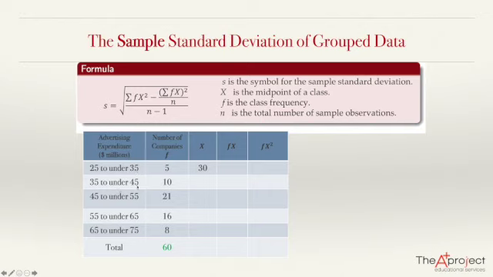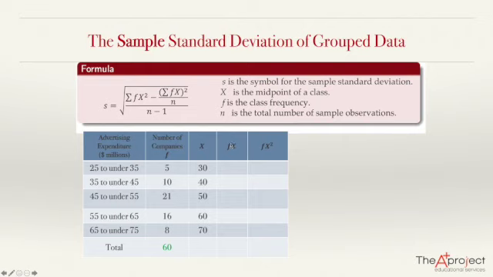So 35 plus 45 and divide by 2. 35 plus 45, this is 80, divided by 2, 40. 45 plus 55, this is 100, divided by 2, 50. 55 plus 65 gives me 120, divided by 2 gives me 60. 65 plus 75 is 140. Divide by 2, please, and you get 70. So you get all the midpoints.